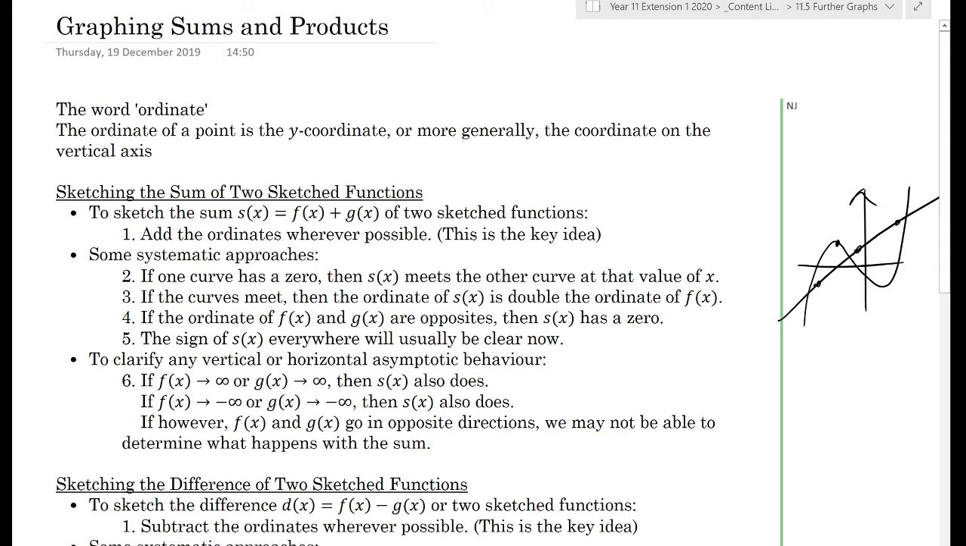Here's the 0 here, so it goes there. Here's the 0 here, so it goes there. 0, so it goes just where it is. 0, so it just goes where it is. But obviously drawn a lot better than that. Okay, so that's the first one.